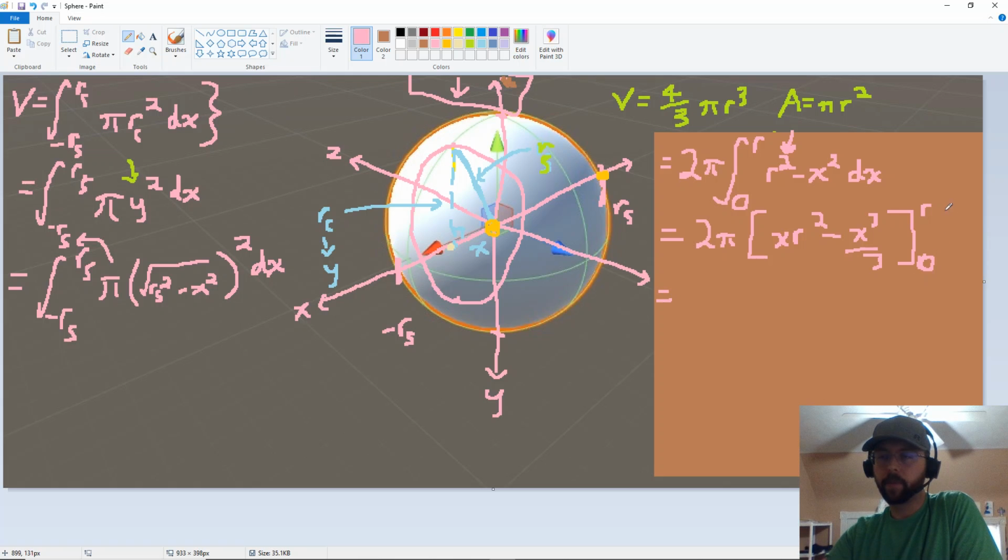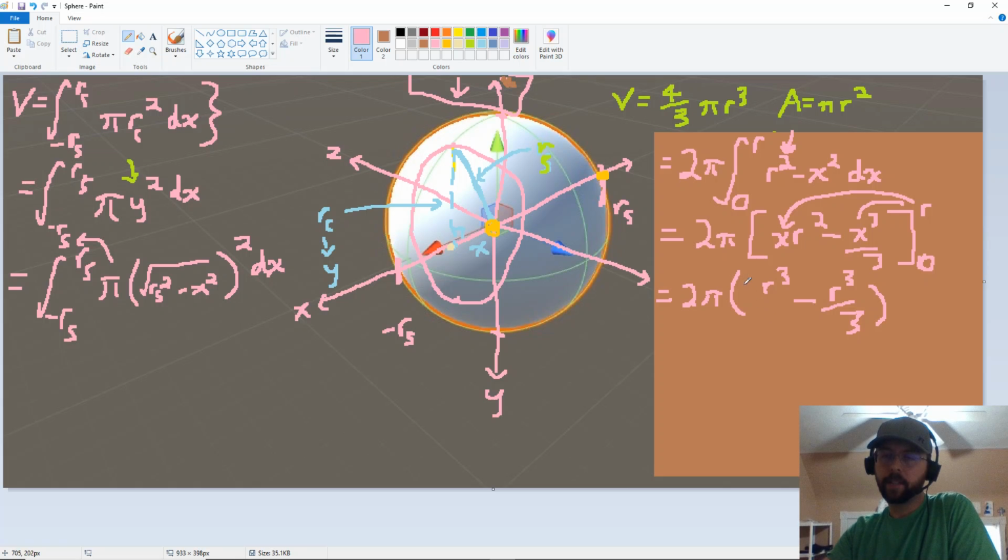Now, normally we would plug in r for the x, then subtract what we have when we plug in zeros for the x's. But when we plug in 0, this is the reason we did this, this term goes to 0, this term goes to 0. This whole thing will be 0 multiplied by this equals 0. So we're going to be subtracting away 0, so we can actually ignore that. So we're going to have 2 pi times, when we plug in r for x, we're going to have r times r squared, which is r cubed, minus r cubed over 3.